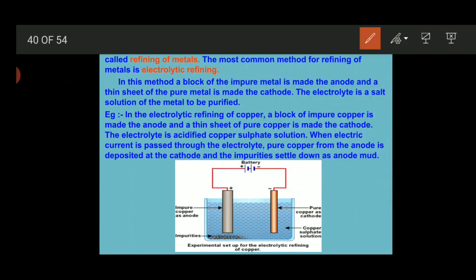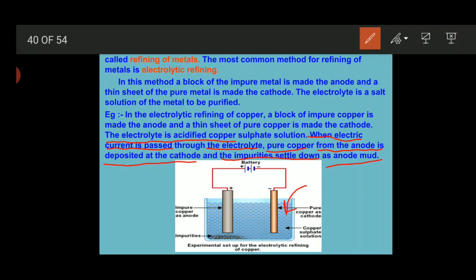Now let's see what happens after that. The electrolyte is acidified copper sulfate solution, meaning concentrated sulfuric acid is added to the beaker containing copper sulfate solution. When electric current is passed through the electrolyte, the pure copper from the anode is deposited at the cathode and the impurities settle down as anode mud.